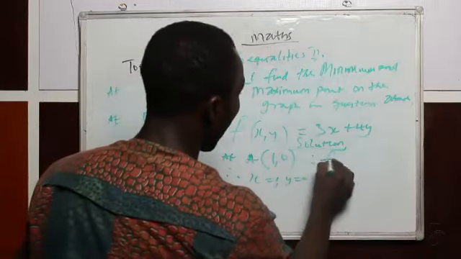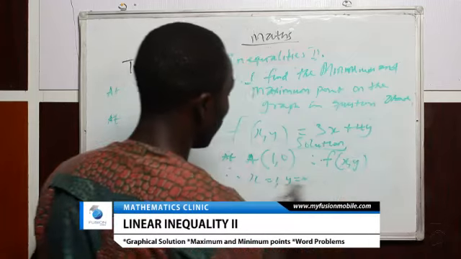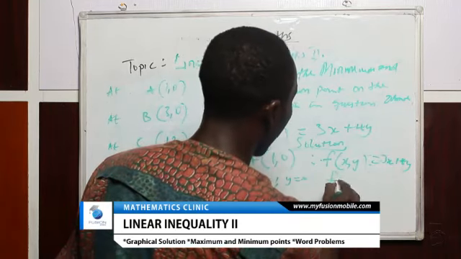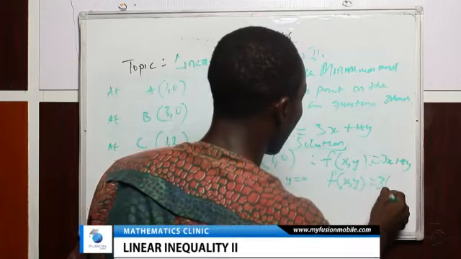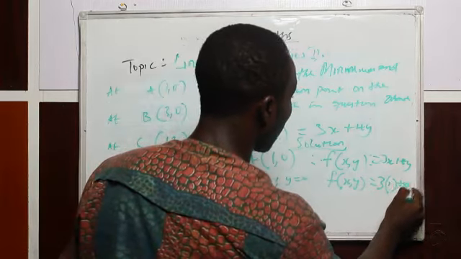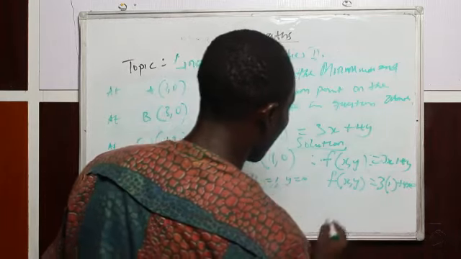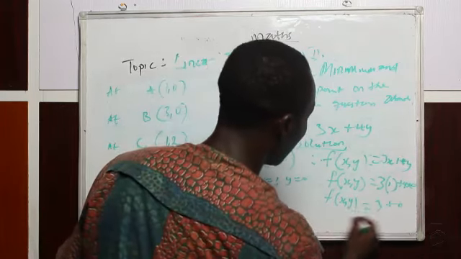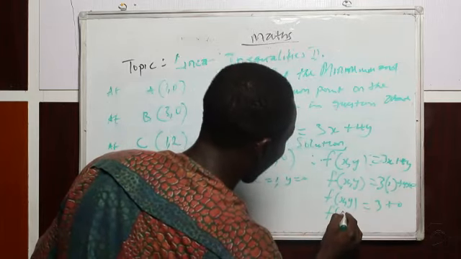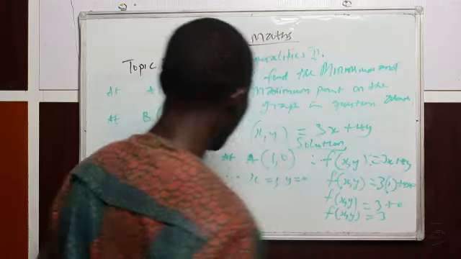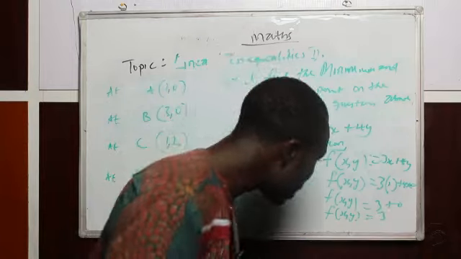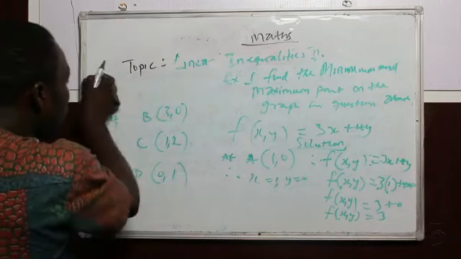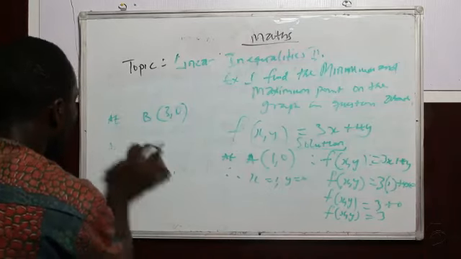Therefore, we now have f(x, y) equal to 3x plus 4y. We have f(x, y) is equal to 3 times 1 plus 4 times y, which is 0. We now have f(x, y) equal to 3 times 1, which is 3, plus 0. f(x, y) is equal to 3. At point A, we have f(x, y) equal to 3. What is f(x, y) at point B? That is what we are going to show down.